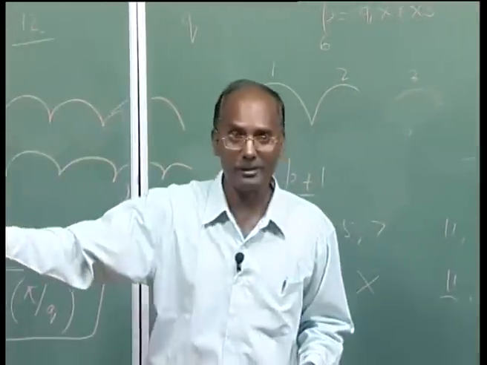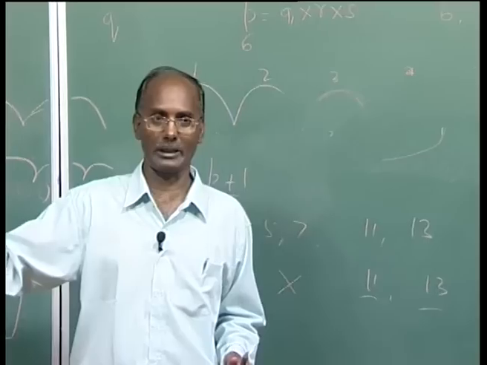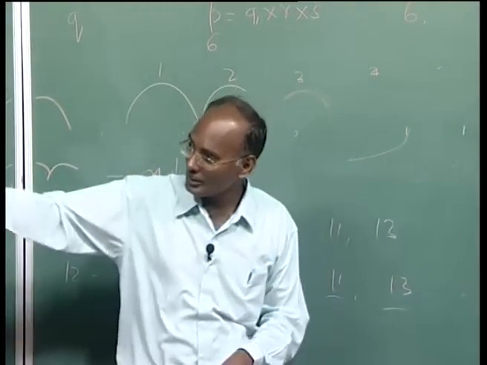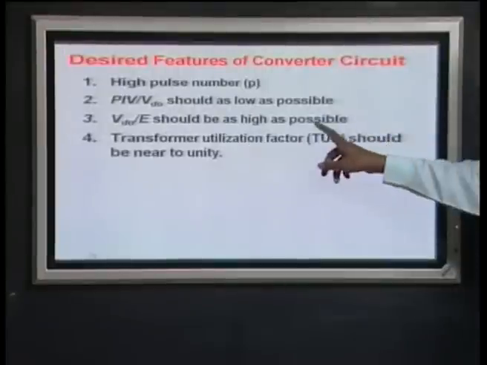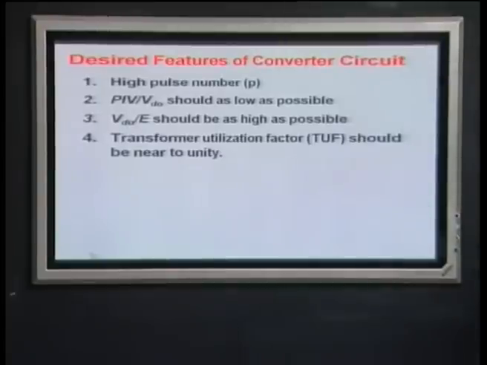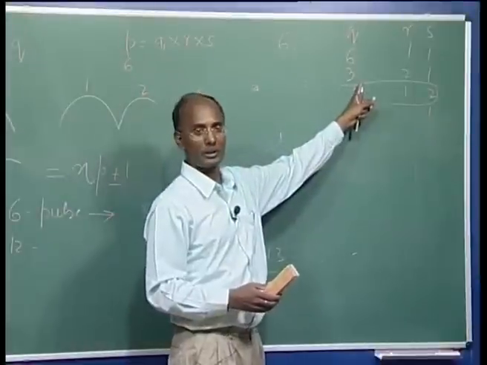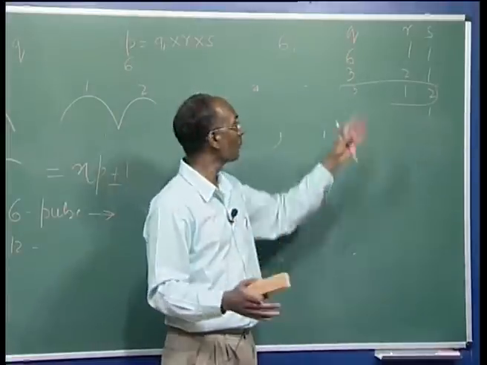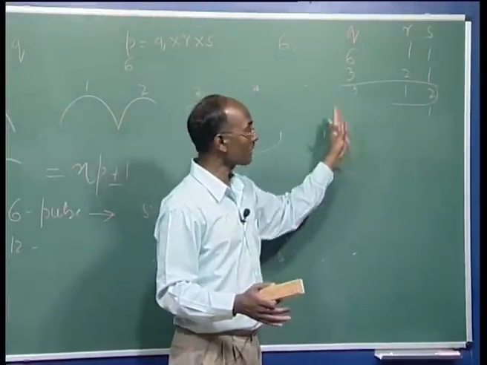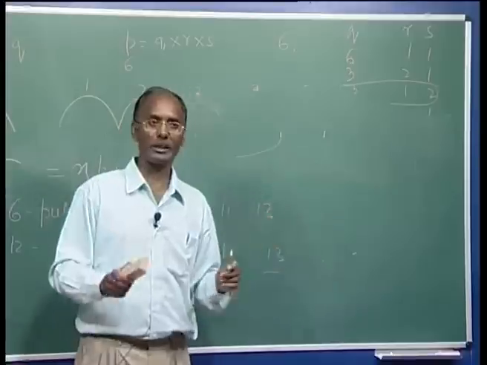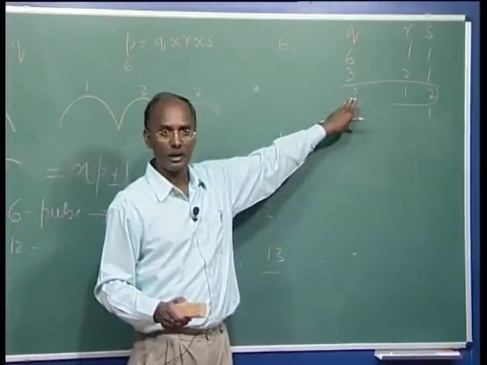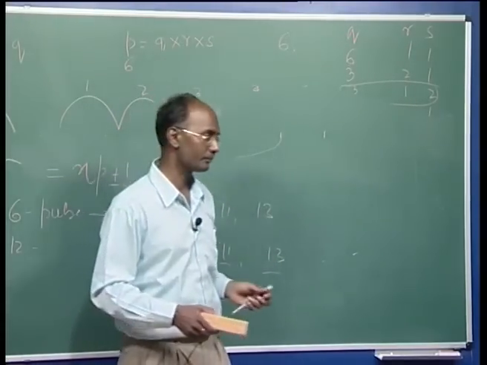Again, we will look at these four criteria, because the first criterion was decided for the 6 pulse. For the peak inverse voltage by VDO, the second VDO upon E, and the transformer utilization factor, we will find a table for all these 5 combinations and see which one is optimal. We are not going to optimize here, because we cannot have 3.2; the solutions lie only in these 5 sets, and based on that we will choose the best option. In the next lecture I will give this table, and we will see the values and analyze them.